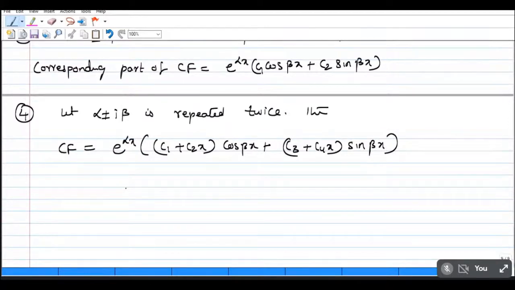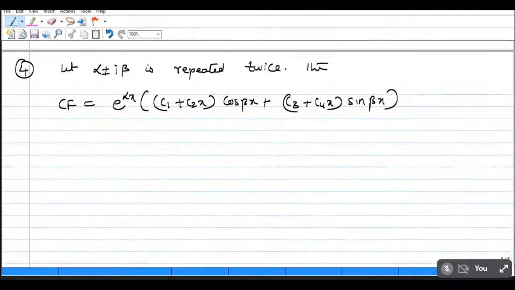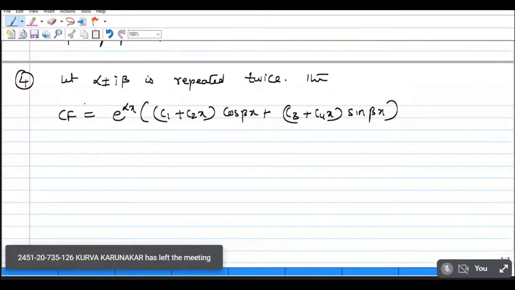Similarly, you can apply it for r times also. In the exam, mostly you will get a 4th order differential equation only. Okay. Shall I go to problems now? Hello?